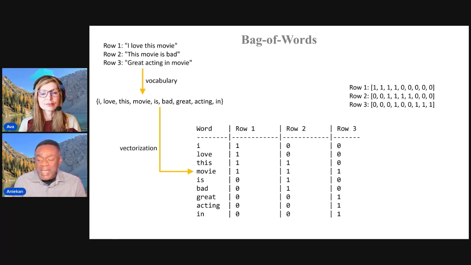Then the bag of words vectors are created for each sentence by counting word occurrences. Right? So take it through the vectorization step, and then the resulting vectors would be this. So, Ava, what do you think? What are some of the things you can notice? What are some of the observations of this process?